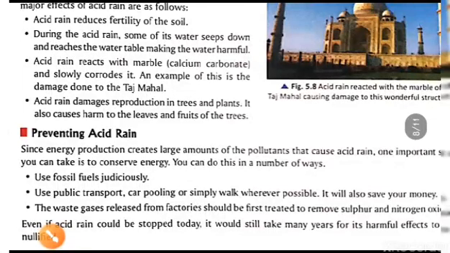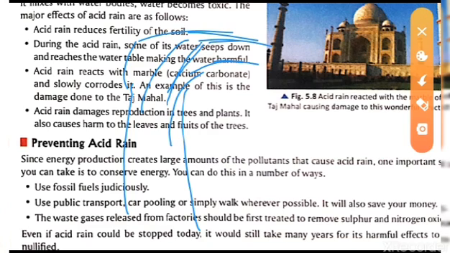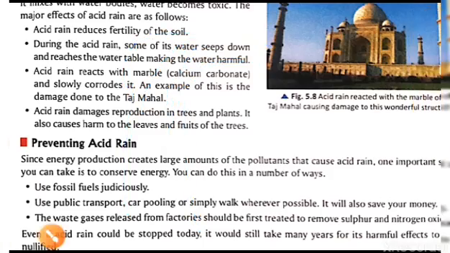Now what are the preventions of acid rain? Since production creates a large amount of pollutants, if we reduce the smoke coming out from the chimneys, so that it does not contain sulfur dioxide and carbon dioxide, then obviously acid rain will be prevented. If factories or chimneys are emitting these gases, they must check the quality and in which amount they are releasing these gases.